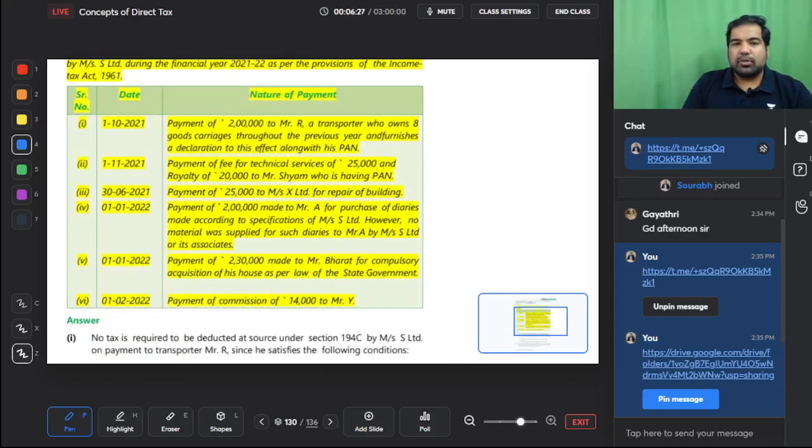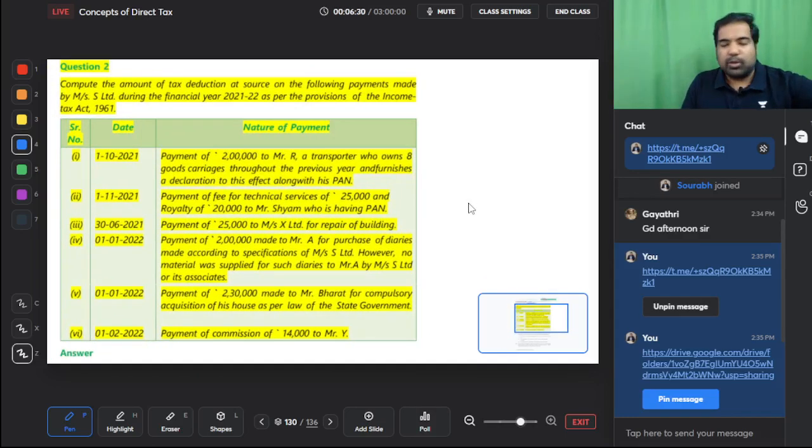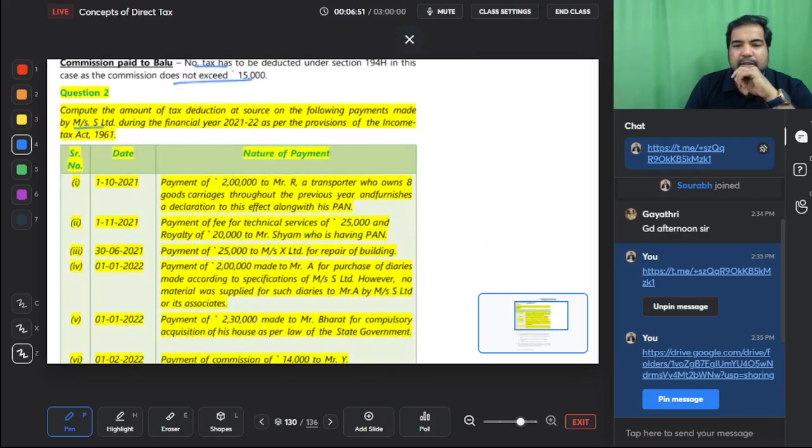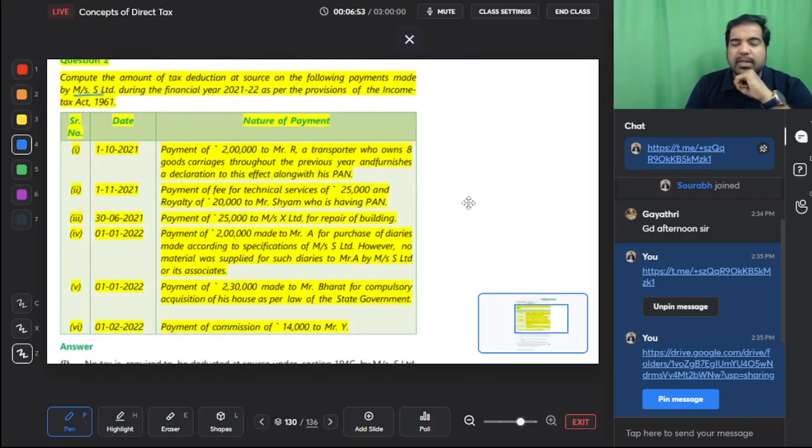Very, very nice question and very quickly done. Question number 2, guys. Any questions, please flag it off immediately. Compute the amount of TDS on the following payments by Messrs. S. See, guys, who's paying because that also matters a lot. As per the provision of the Income Tax Act, guys, these are the dates, these are the payments. I'm giving you guys about 1, 2, 3, 4, 5, 6 sums, so about 4 minutes before we start discussing. Over to you all, please. If you can identify the section and the TDS rate, please.